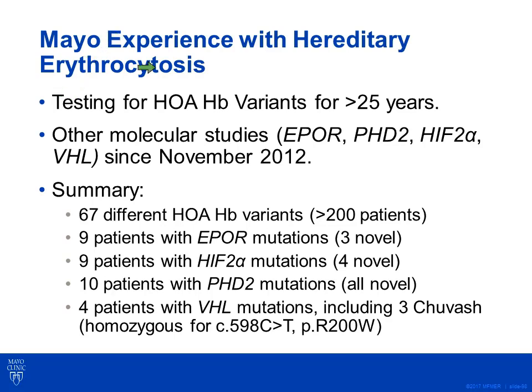So here's our experience with these hereditary erythrocytosis mutations. We have been looking for high oxygen affinity variants for quite a long time, even before we had molecular testing, so we have the most experience in those. Since November of 2012, we have had up and running the mutations for the other genes that we've talked about. And here's a summary of what we found at the time I made this slide.